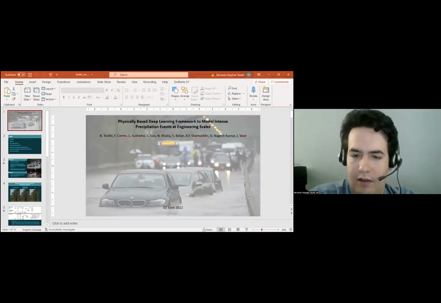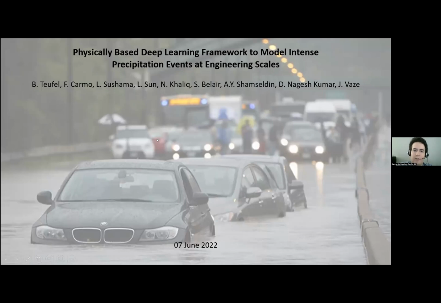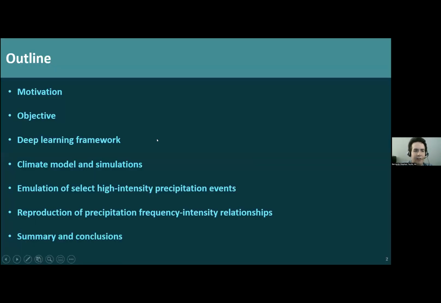Okay, cool. So the outline for my talk, I will first talk about my motivation for this work. I'm going to present my objective. I'm going to talk about the deep learning framework that I used to accomplish this, the climate model and simulations that I'm using to train my framework. And then I'm going to present some results in the way of emulation of select high intensity precipitation events, and also the reproduction of precipitation frequency intensity relationships. And finally, I'll present my summary and conclusions.